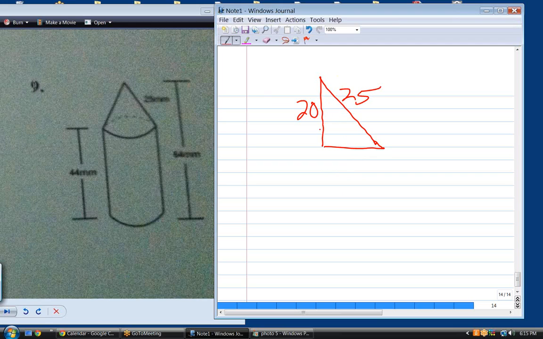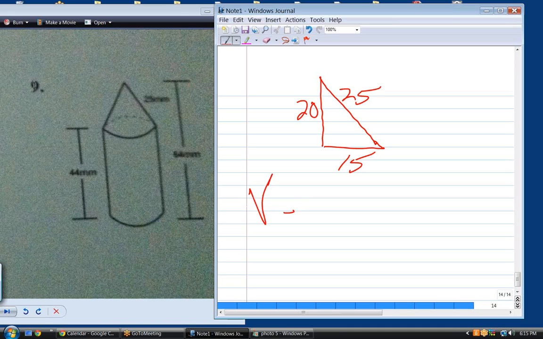Okay, also recognize that as a 3, 4, 5 triangle. That's got to be 15. In other words, it's a multiple of a 3, 4, 5 triangle. And it'll save you a lot of arithmetic and time to recognize those. In other words, I didn't have to put that through the Pythagorean theorem. I saw that it was a 3, 4, 5 triangle multiplied by 5. So this side has to be 15. Now we have the radius of that.